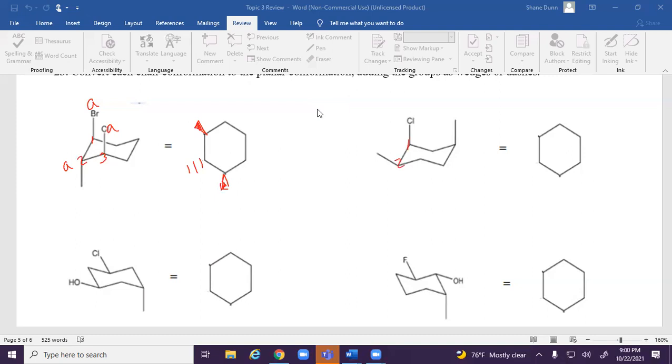One, two, three. The reason I'm putting one right here is because it's attached to chlorine. That's where the first one goes, right? Technically, you have to do the bromine and Cl right there. So that's why. So if I want to make this guy, this is axial, equatorial, correct?